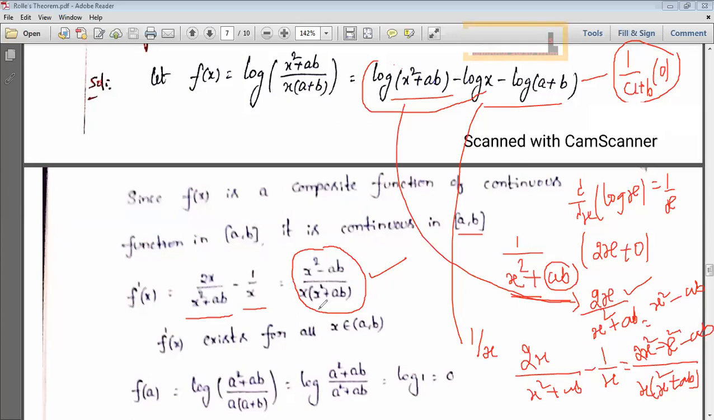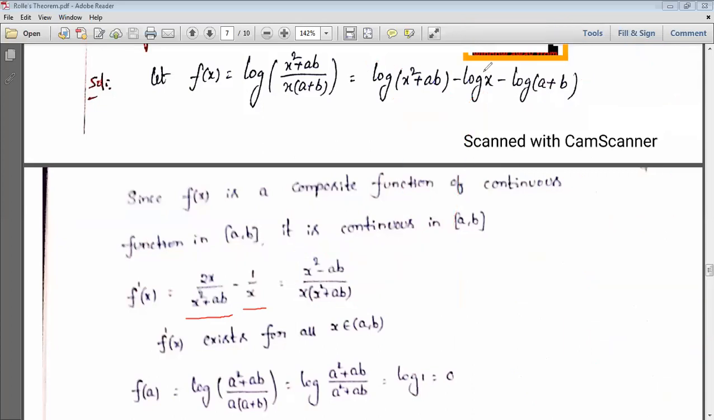So here it is, a greater than 0 and b greater than 0. You can substitute any value in place of a and b which is greater than 0. You will get a finite value. Therefore, f dash of x exists for all x belonging to the open interval (a, b). Simply, we can write it as f of x is differentiable in the open interval (a, b). So the first two conditions are satisfied. First one is continuous and second one is derivable.